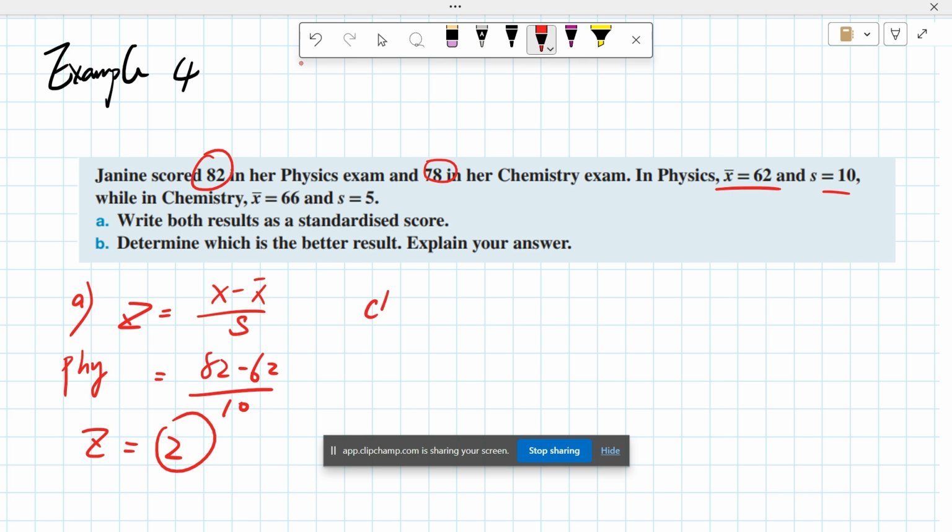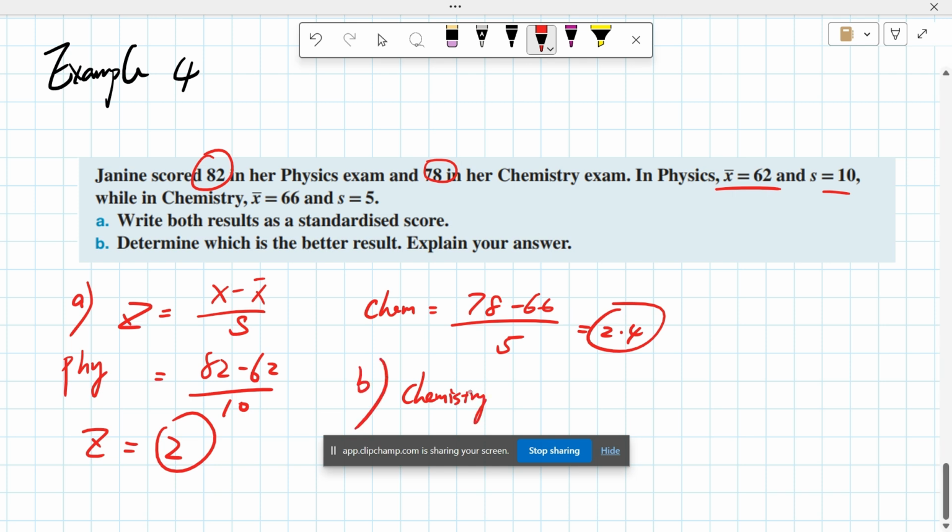And for chemistry, it will be 78 minus 66 divided by 5, which equals 2.4. So the chemistry result is actually better because the z-score is higher.